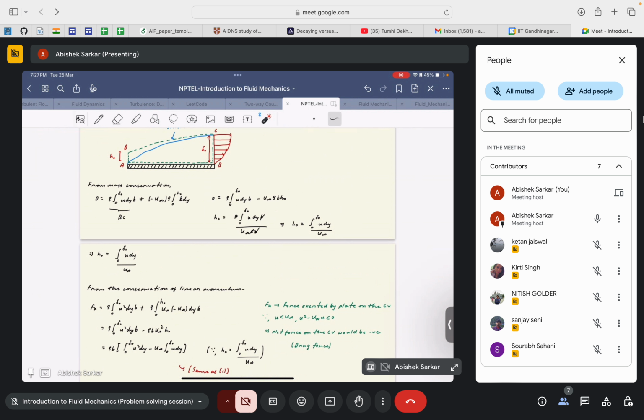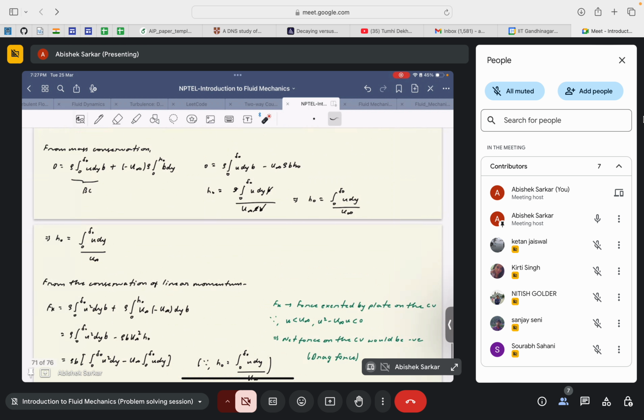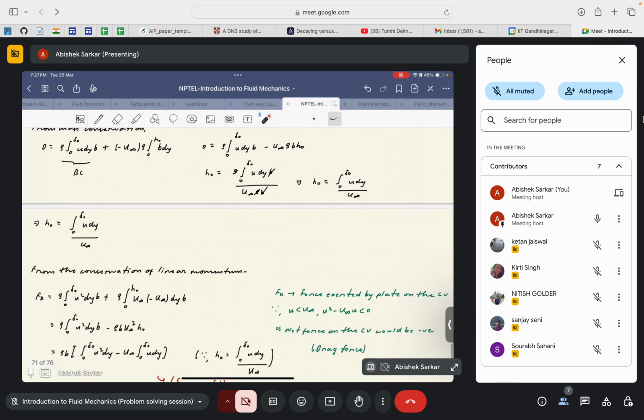So if you integrate it and simplify it, you will get that Fx is equal to rho times the integral from 0 to delta naught of u squared dy times b, minus rho b u infinity squared times h naught.